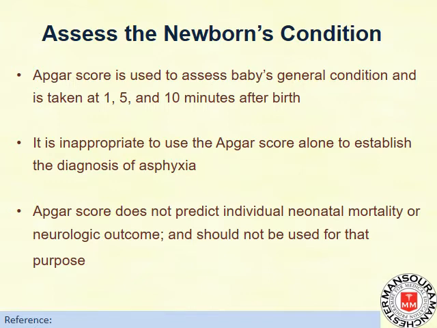It is inappropriate to use the Apgar score alone to establish the diagnosis of asphyxia. You have to have other criteria, as you will know in the lecture on hypoxic ischemic encephalopathy, that there are 4 criteria to diagnose asphyxia. One of them may be Apgar score. Also, we should know that Apgar score does not predict individual neonatal mortality or neurological outcome, and it should not be used for that purpose.